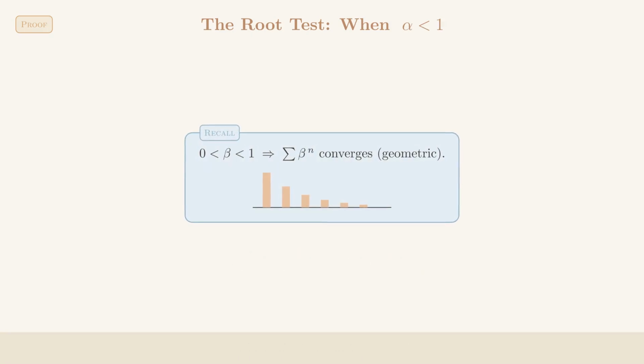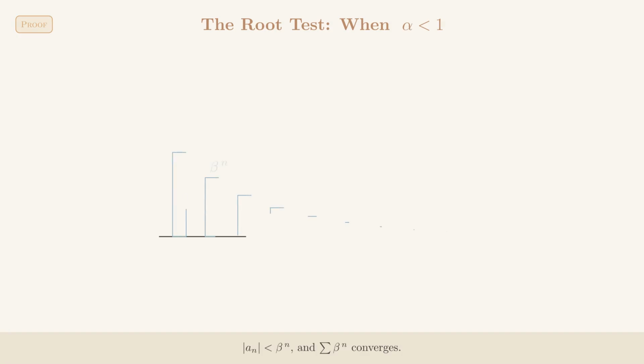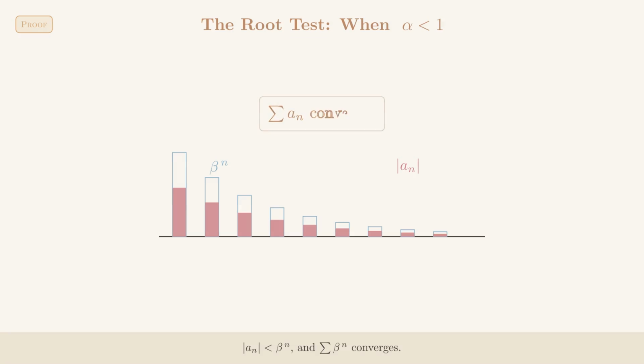Recall that a geometric series, whose ratio lies between 0 and 1, converges. Recall the comparison test. If non-negative terms stay below those of a convergent series, then their series converges as well. Here, the terms sit beneath the decaying geometric series, and that series converges. By comparison, the series of absolute values converges, and so does the original series. So alpha below 1 forces convergence.